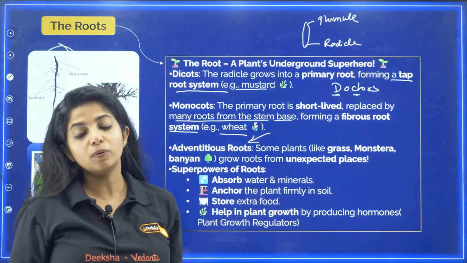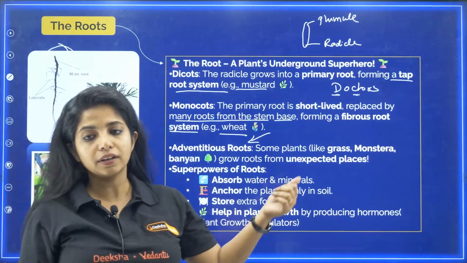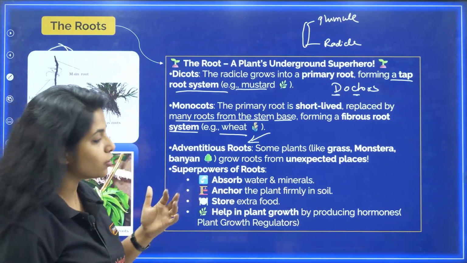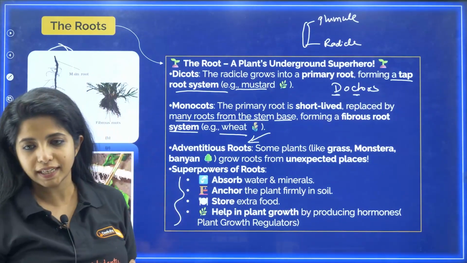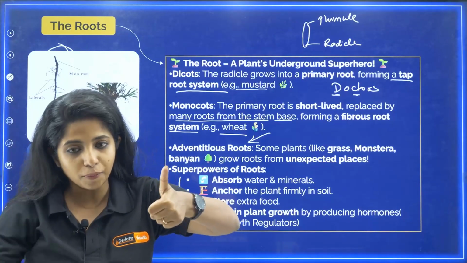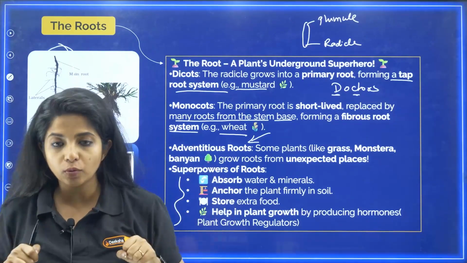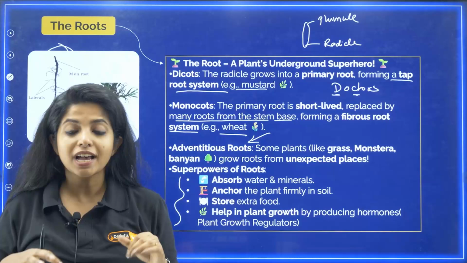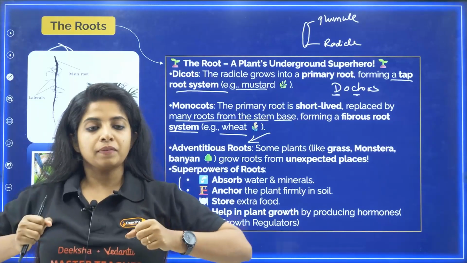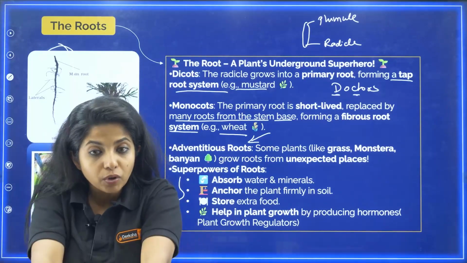They will be known as what? Adventitious roots. Where do you find them? Grass, monstera and banyan. Now what are the superpowers or the functions of roots, my dear children? It absorbs water and minerals. I hope you know that. From the soil, it will be absorbing water and minerals. Apart from that, don't you think for the plant to stay at one particular place, there should be someone holding it, right?